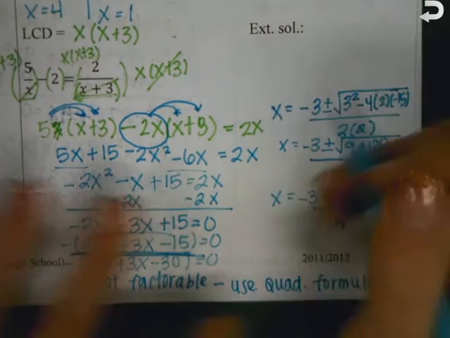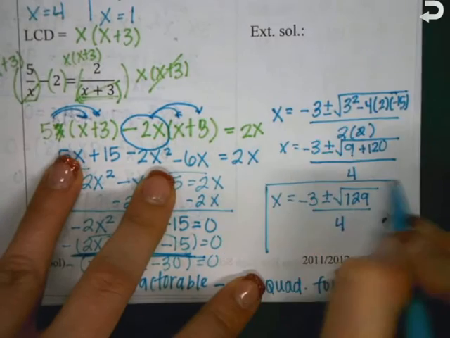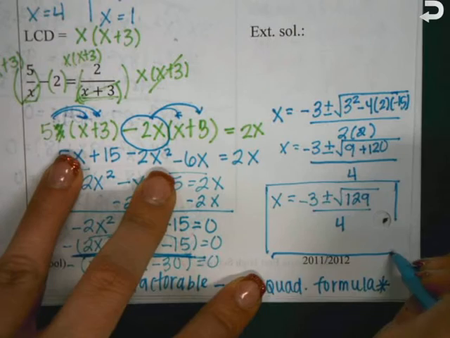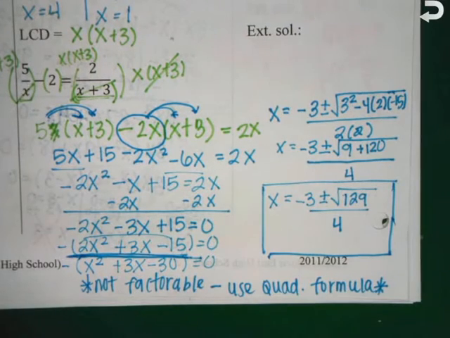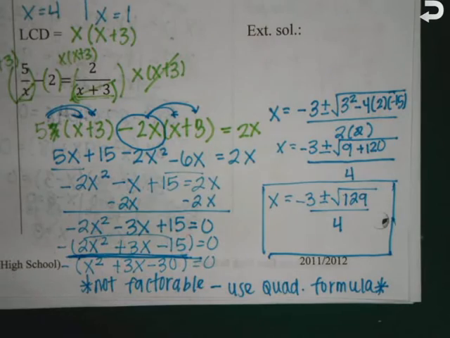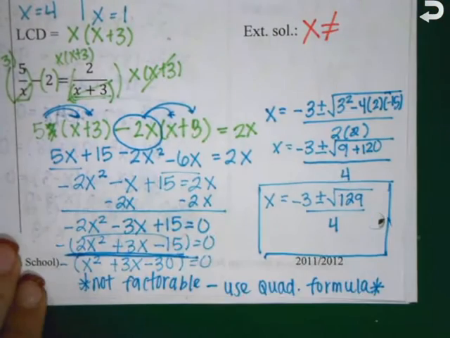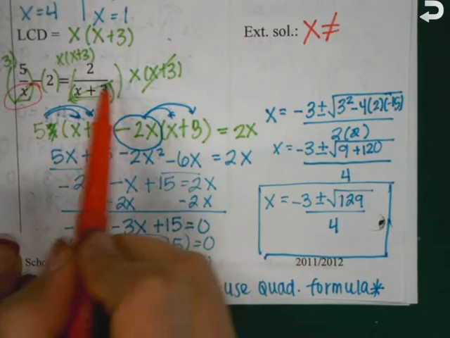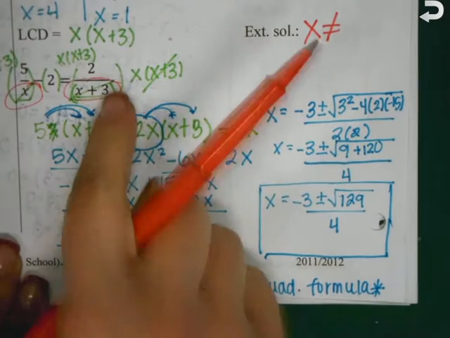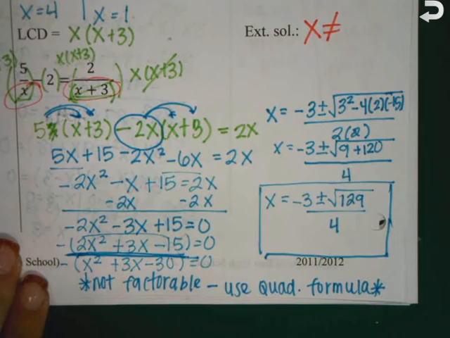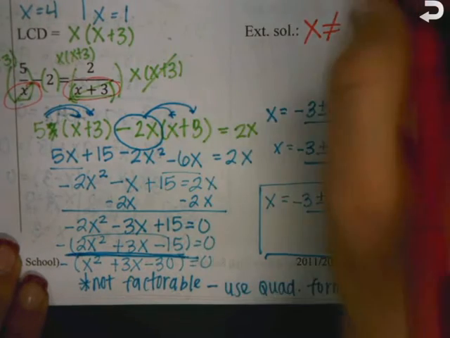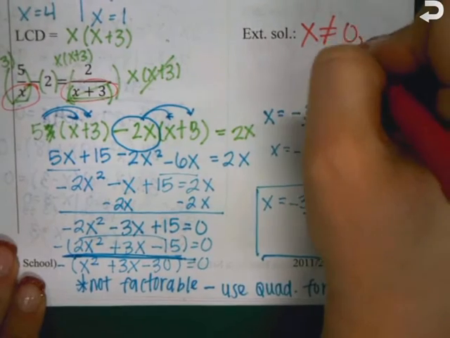That's our answer. Let's check our extraneous solutions really quick. X cannot equal. Look at our denominators. Our denominators are x and x plus 3. So what are our extraneous solutions? X cannot equal 0. That's this one. Or what would make this one 0? Negative 3. So our answer is totally okay.